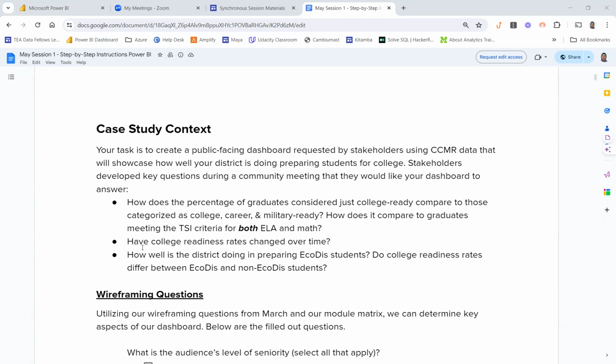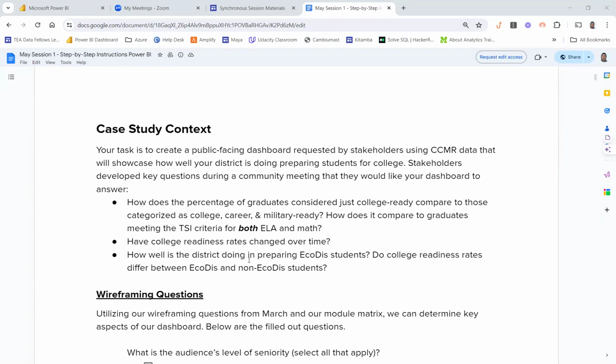Second question we're going to answer with this dashboard is, have college readiness rates changed over time? The data set is going to have data from 2019 to 2022, so we're going to investigate the college readiness rates between those 4 years.